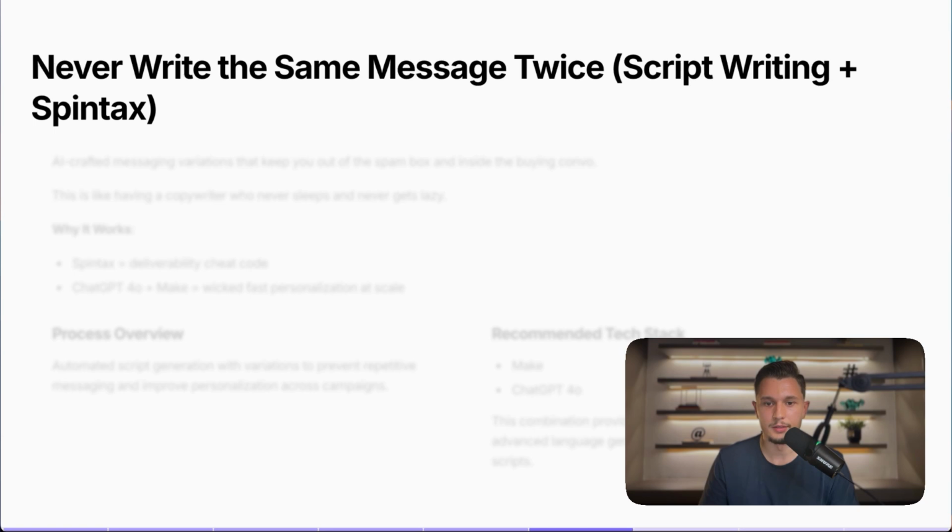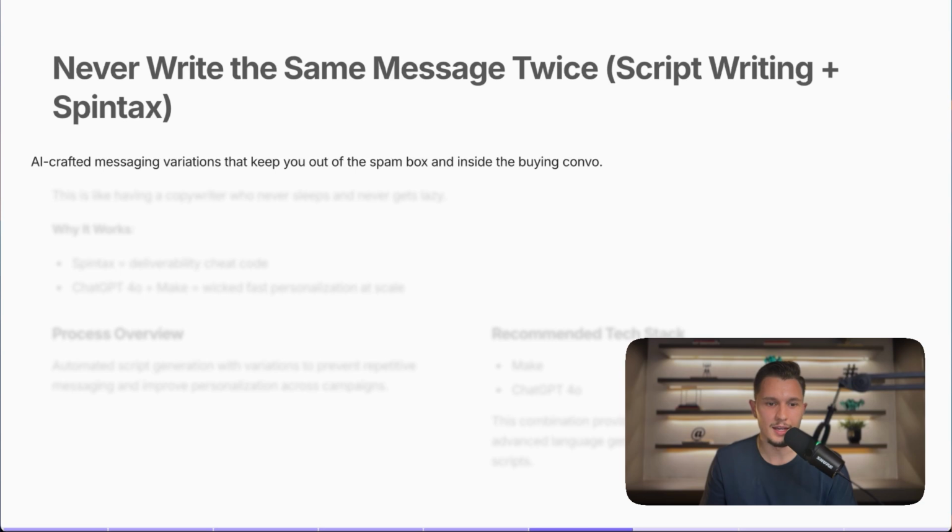Never write the same message twice, and make sure there is spin syntax in every email you send out. You want to be creating AI-crafted messaging variations that keep you out of the spam box and inside the buying conversation. You do that by rotating your content and writing very good emails, perhaps including the personalized lines you create with automation number 2. So this is like having a copywriter who never sleeps and never gets lazy.